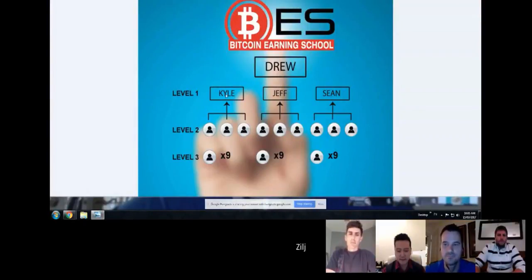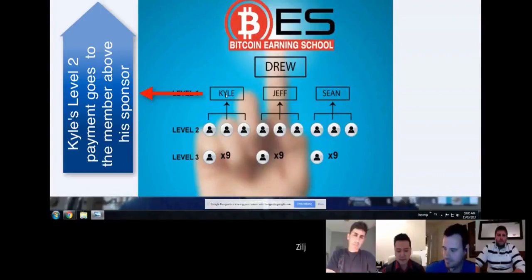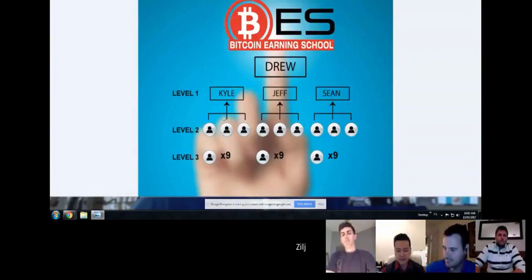So what Kyle's going to do is he's going to upgrade to level 2, and the level 2 payment is going to go 1 above Drew. So whatever level you're upgrading to, it's going to go that many levels above your sponsor. So let's say Kyle here, he's upgraded to level 2. So level 1 would be Drew, level 2 would be Drew's sponsor. Okay, so he sends the payment directly to Drew's sponsor, and then Kyle is upgraded to level 2.